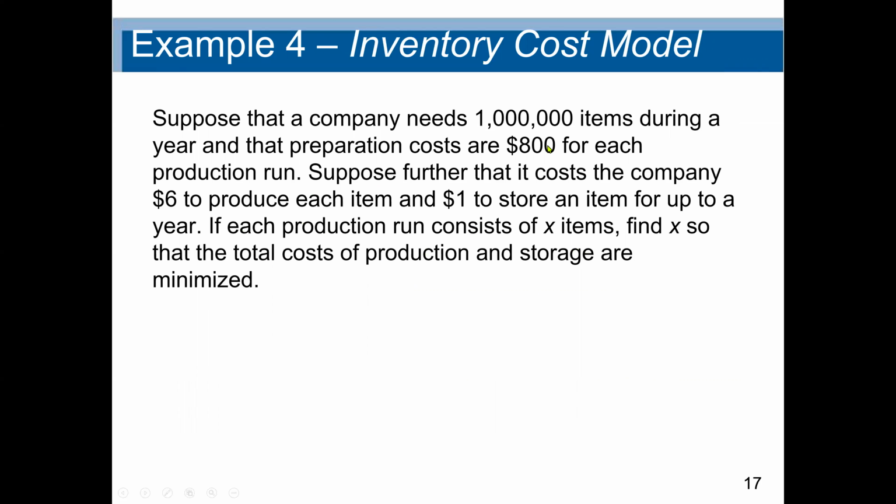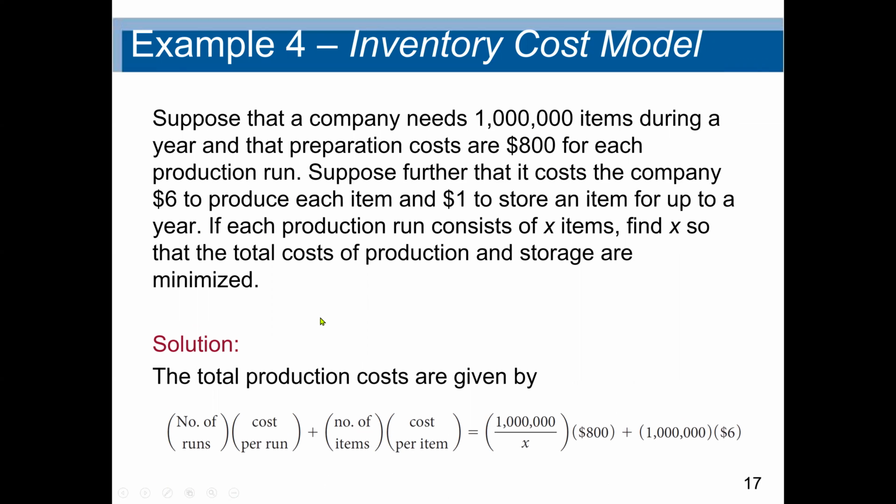So a company needs at least 1 million items during the year, and the preparation costs around $800 for each production run. Suppose further that it costs the company $6 to produce each item and also $1 to store an item for up to a year. If each production run consists of S items, find X so that the total cost of production and storage is minimized. So first we need to come up with our function.